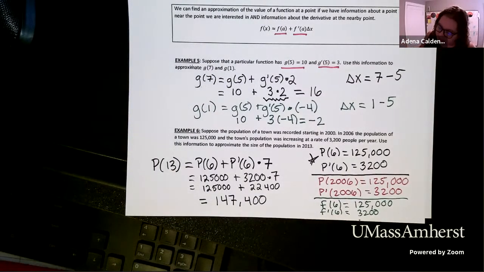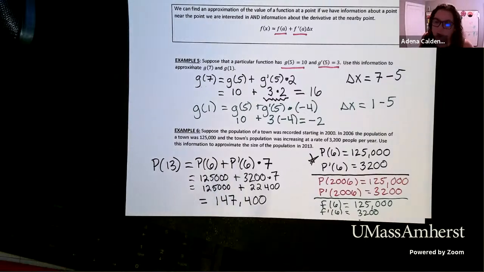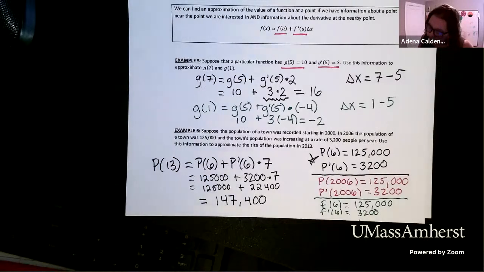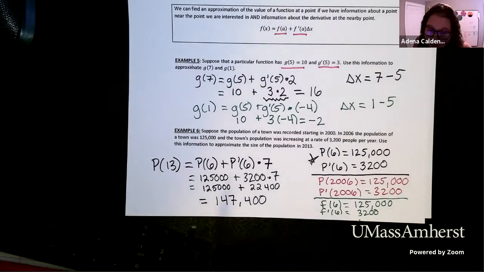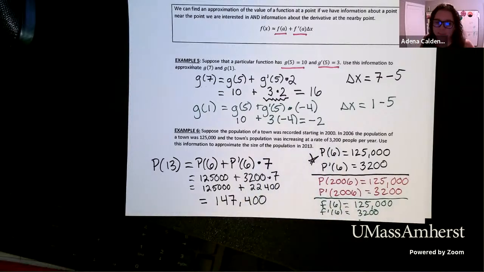So what I'm saying here in the background is I started at 125,000 and I'm growing by 3,200 people per year. So since I want to know what's happening in 7 years, I just multiply 7 times 3,200 and add it to the amount I already have, right?